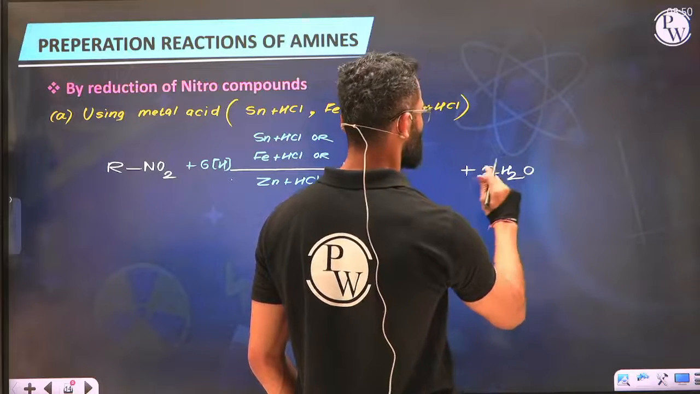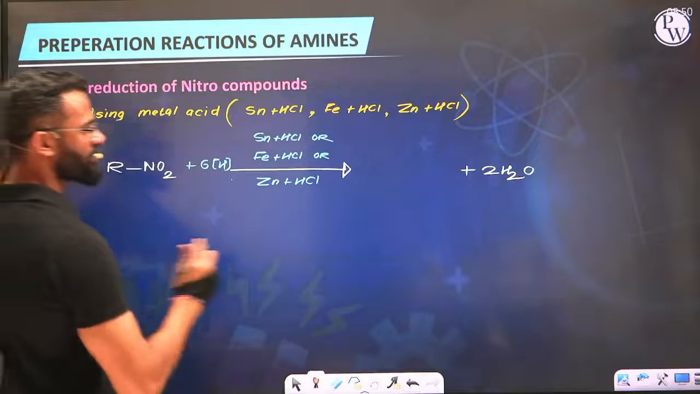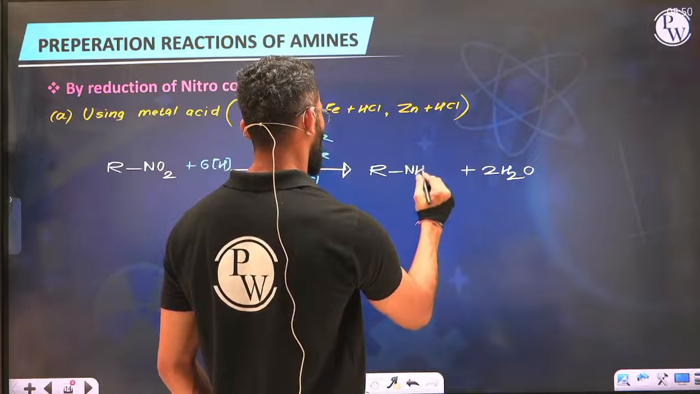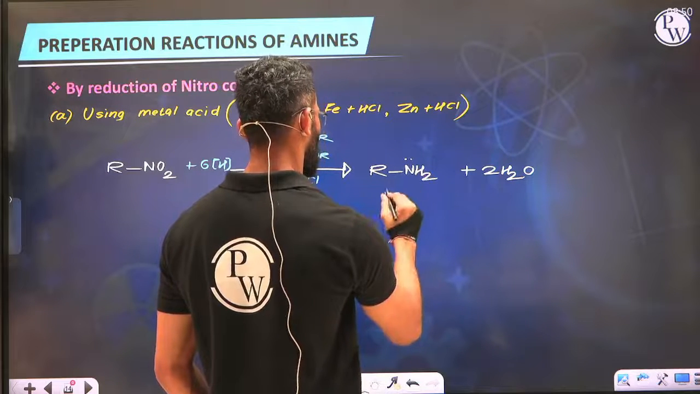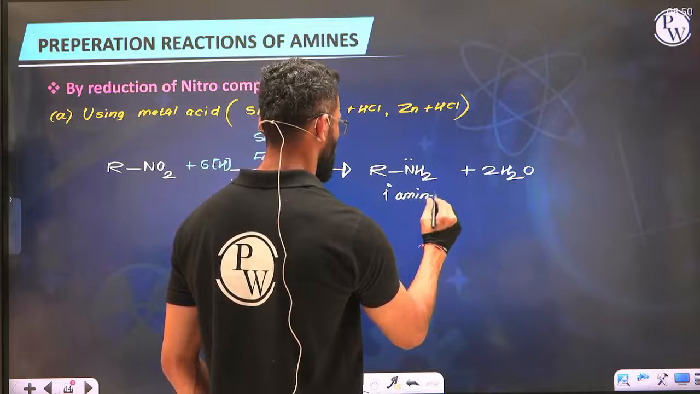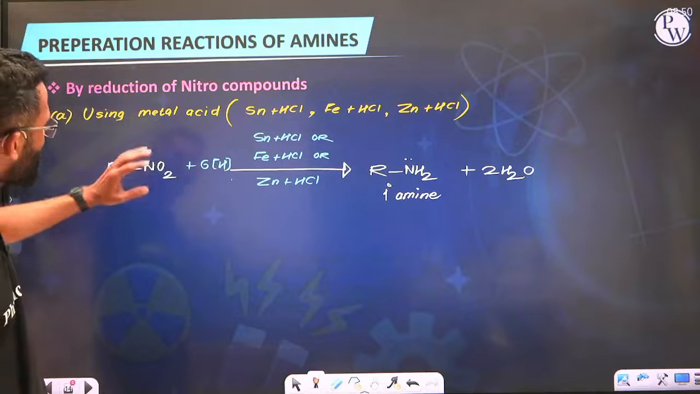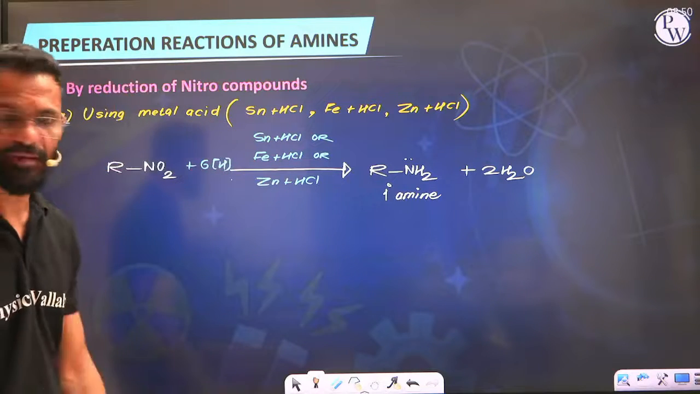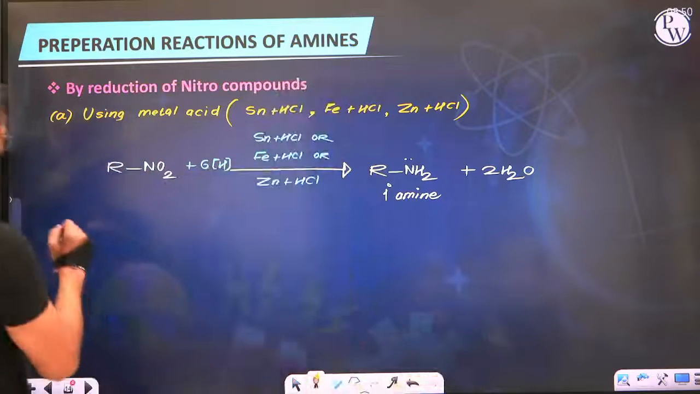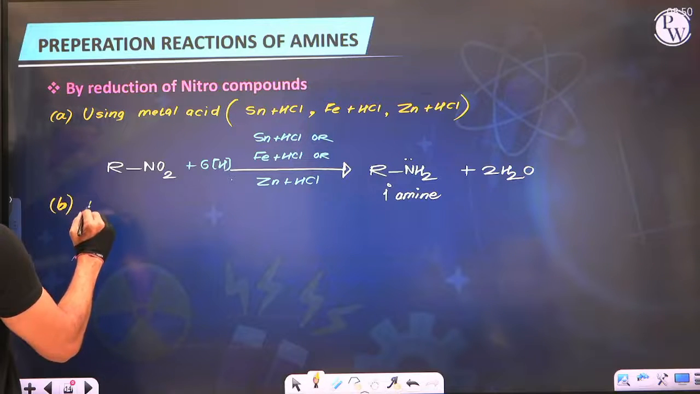So see, 2 oxygens have been used and 4 H's have been used. Out of 6, 4 have been used. The remaining 2 H's will combine with N to give you the final product, which is primary amine. Okay guys, so nitroalkane upon reduction with metal acid combination gives you primary amine. The same can also be obtained by catalytic reduction. So second is by catalytic reduction.